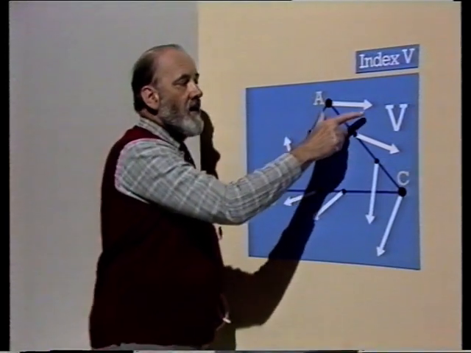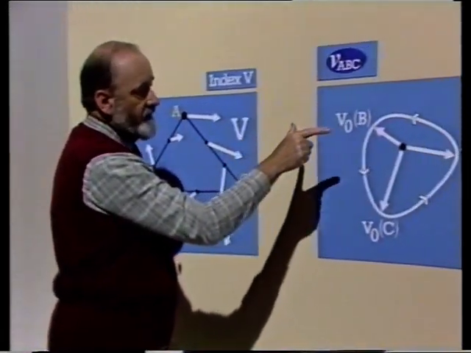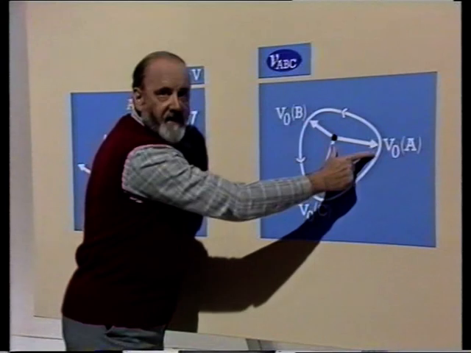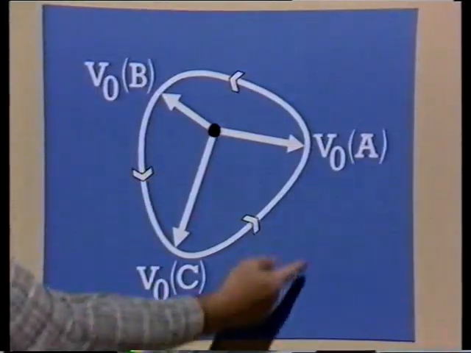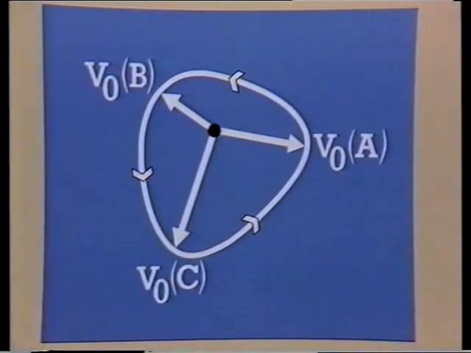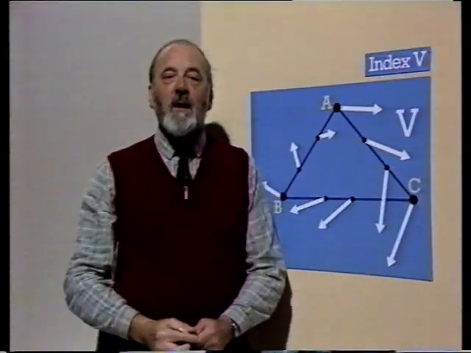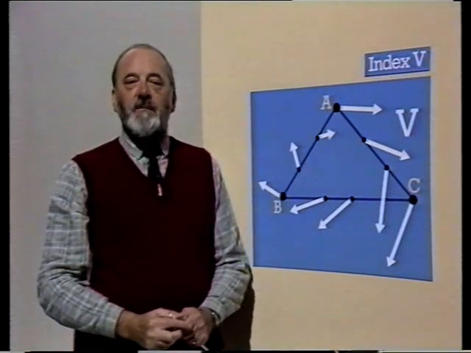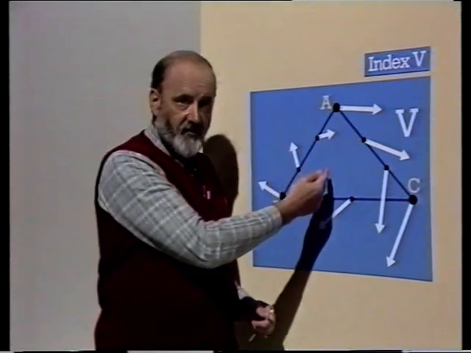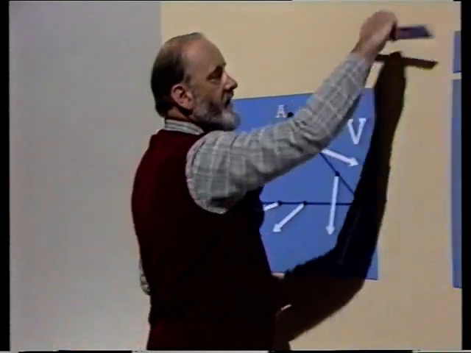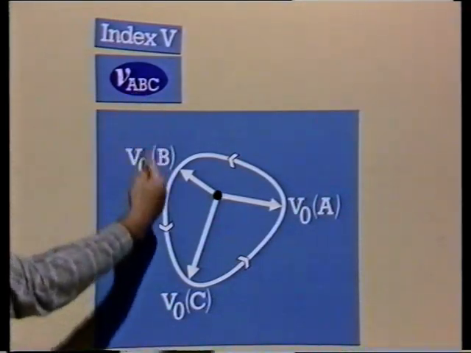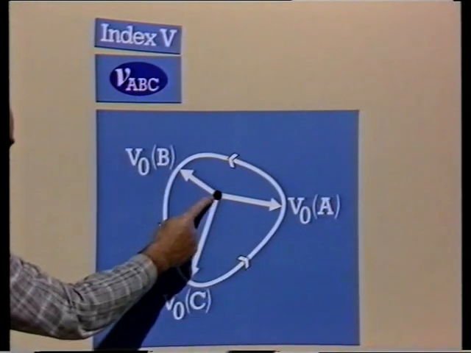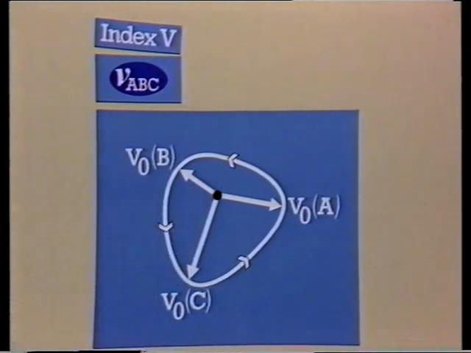So when we take copies of the vectors and base them at a fixed point, the variation loop will look something like this. And by definition, the index of V's singularity inside the triangle is the winding number VABC of this loop about the base point. The winding number happens to be +1 in this case.